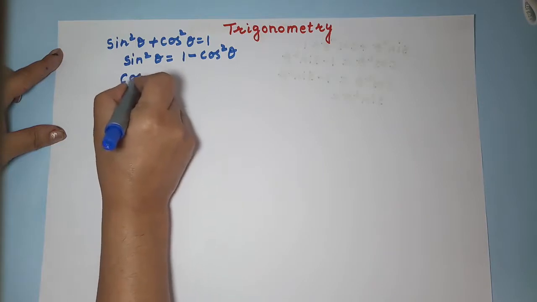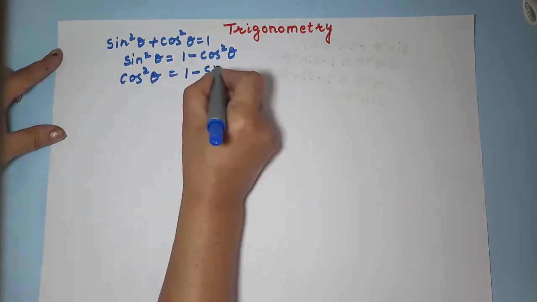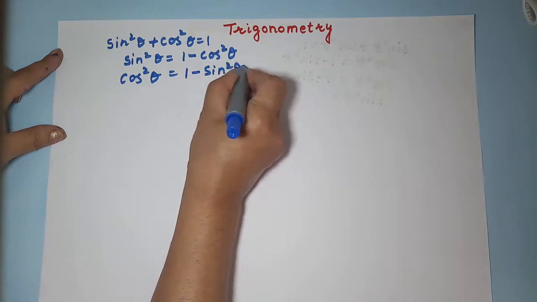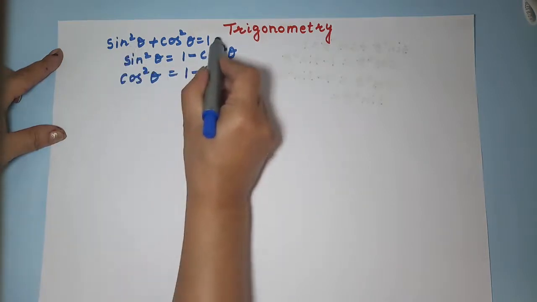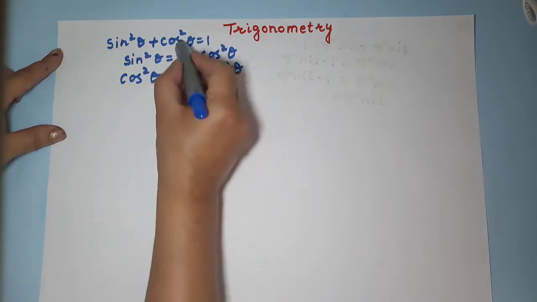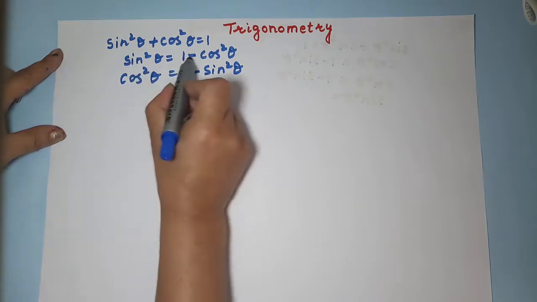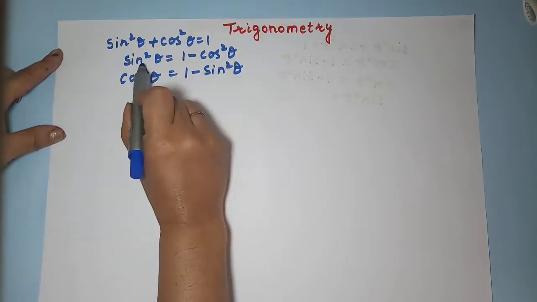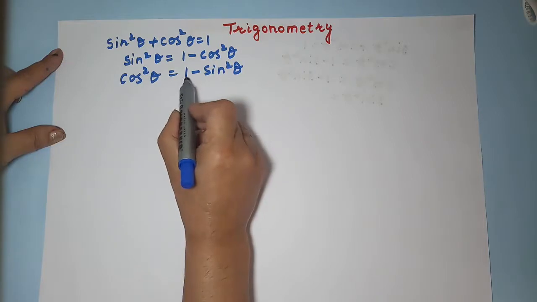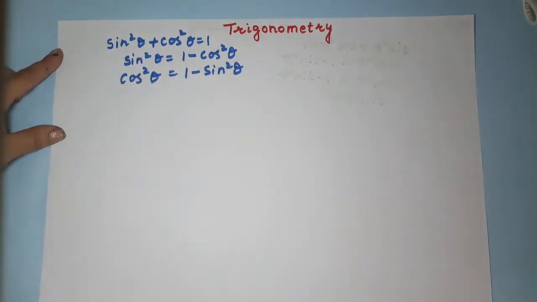Similarly, your cos square theta is equal to 1 minus sine square theta if you shift this sine square theta this side, right? Clear? So first identity, this identity has shown us that we can replace 1 minus cos square theta by sine square theta, or 1 minus sine square theta by cos square theta, or vice versa.